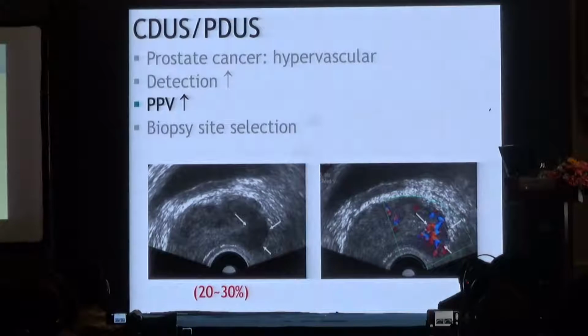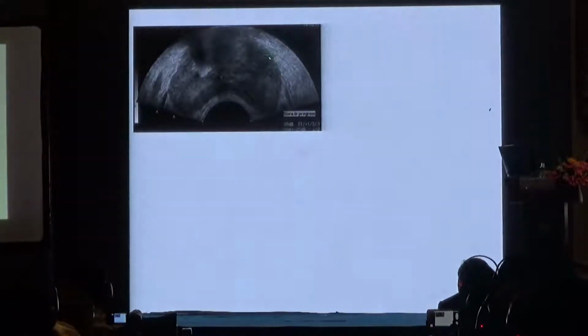If the lesion has hypervascularity like this one, then the positive predictive value increases to 60 to 70%. So if you see this finding, hypoechoic and hypervascular, then you are pretty much quite sure that this is a prostate cancer.